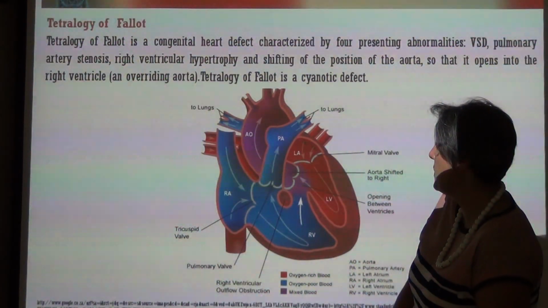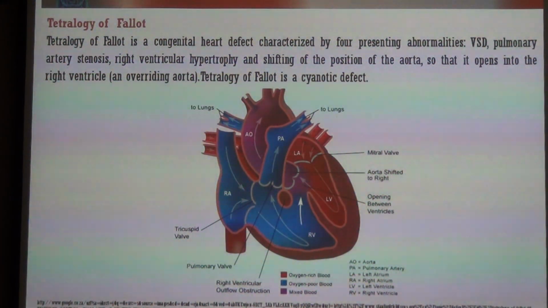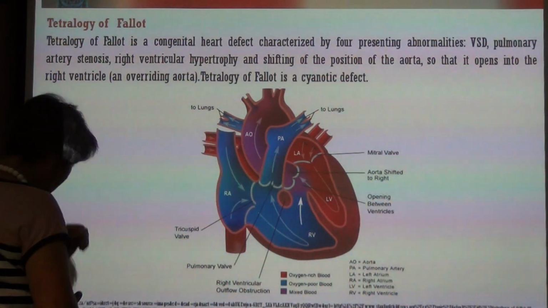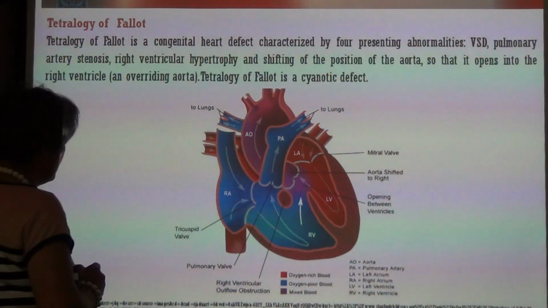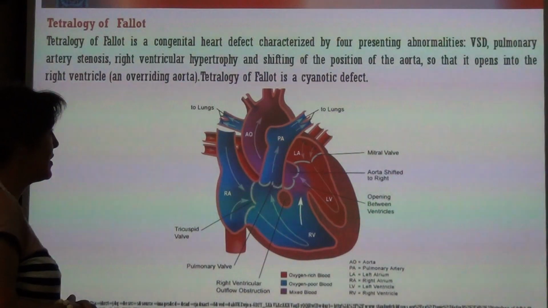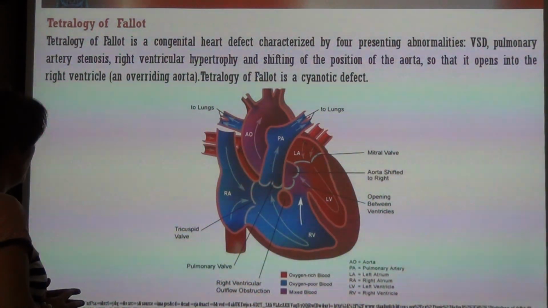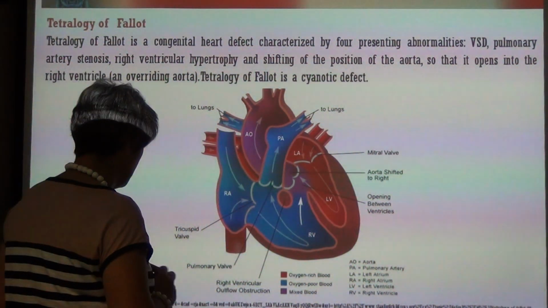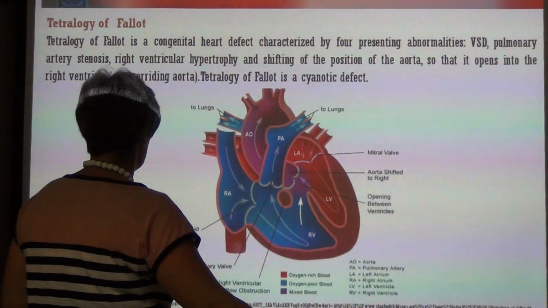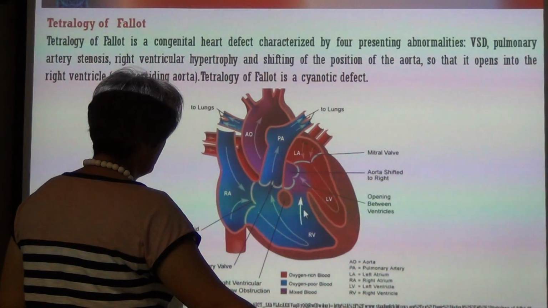And the last one that we are looking at is the tetralogy of Fallot. Now, the tetralogy of Fallot is a cyanotic, congenital defect in which there are 4 different types of abnormalities in this patient. Okay, so first of all, there is a VSD.